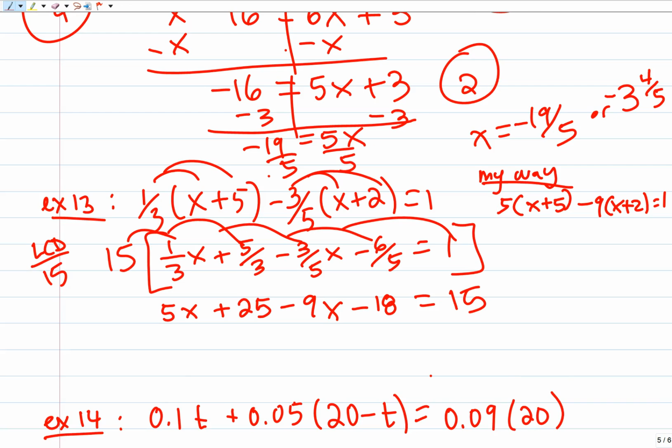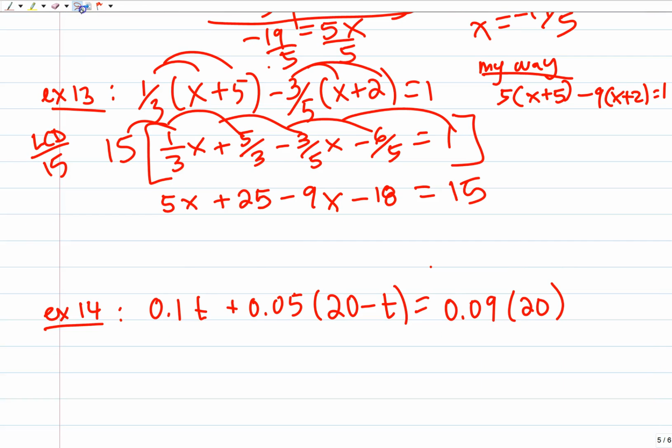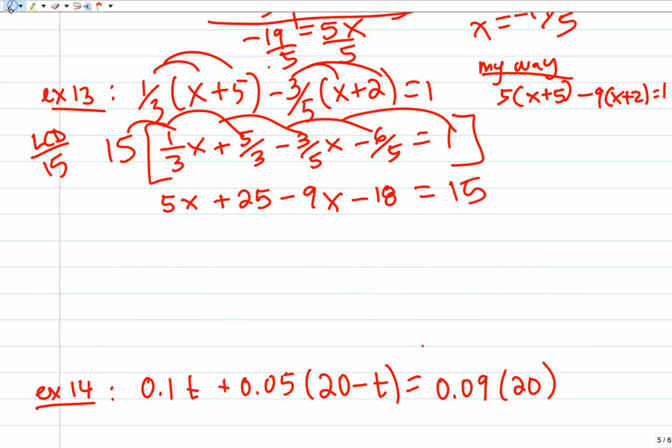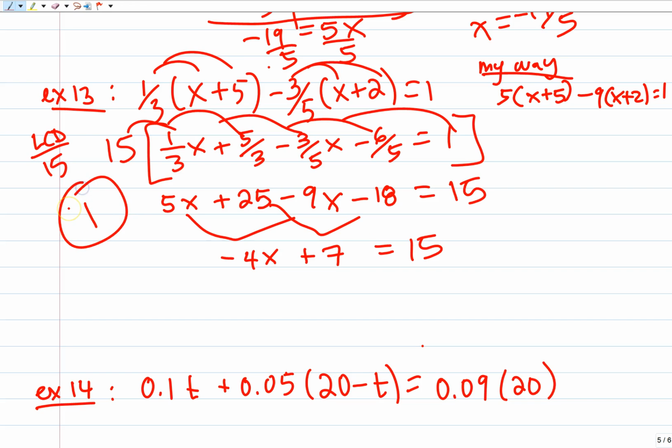Whew. Ready to solve this? What do I need to do? Get more space for one. There's combine like terms only when they're on the same side. What's 5 minus 9? What is 25 minus 18? Two steps. That's all step 1. Step 2 says, now what? Subtract the 7. So that negative 4x is equal to 8.